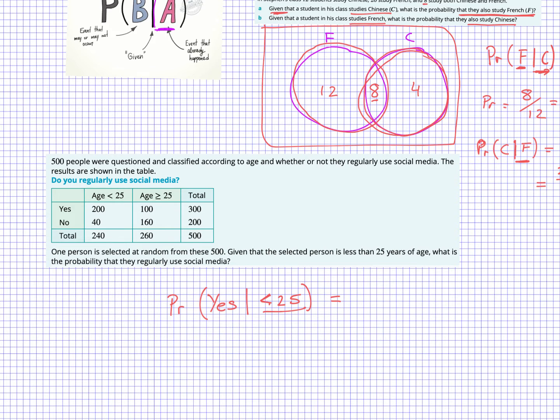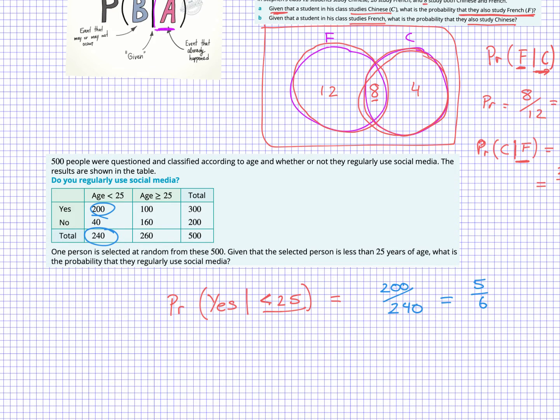There are 240 people less than 25 years, so our denominator is 240. Now the yes out of that is 200, and that is the fraction we're looking at. It simplifies down to 5/6. So I have a 5 in 6 chance of picking someone who answered yes, given that I've chosen an under 25-year-old.